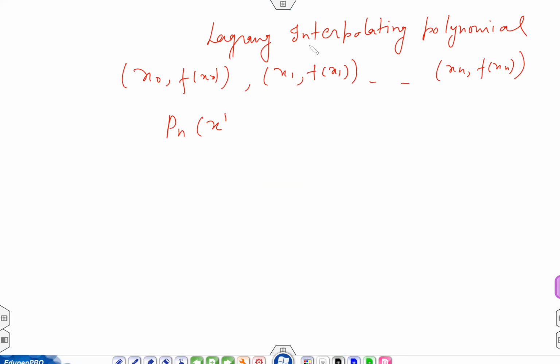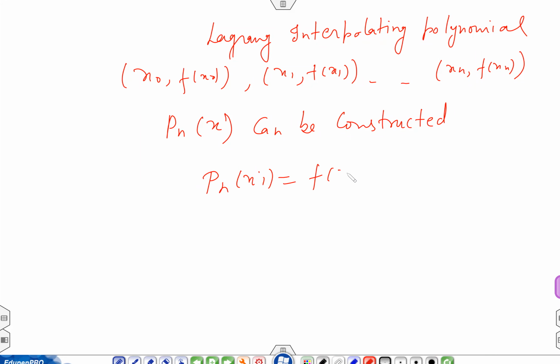So in the previous class, we discussed the Lagrange interpolating polynomial. If n plus 1 data points are available, then we can form a polynomial of degree less than or equal to n. Okay. Pn(x) can be constructed with the given data, and it has the property that Pn(xi) equals f of xi, where i equals 0, 1, 2, up to n.